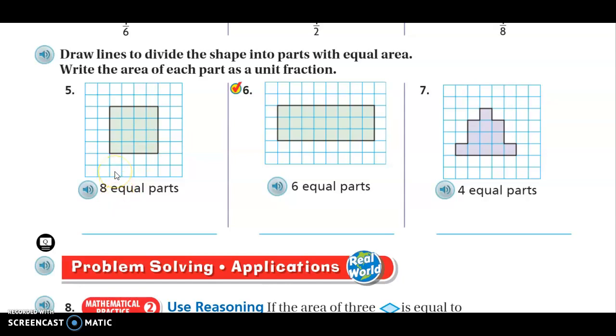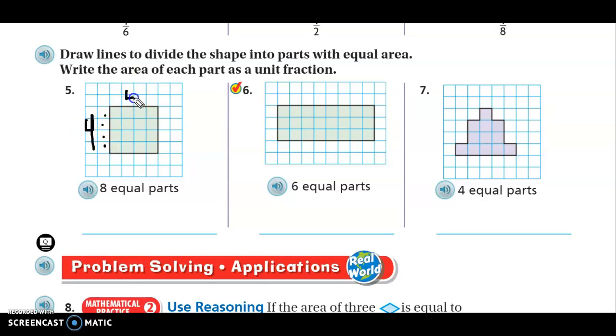Alright, so in summary, the first thing I've got to do is figure out the area. If I want to make 8 equal parts, what is the area? I am going to use the shortcut because you all know how to find area quickly. 1, 2, 3. My width is 4.